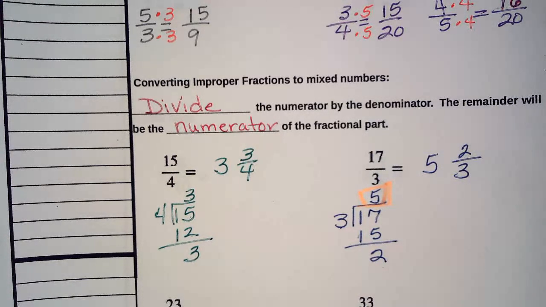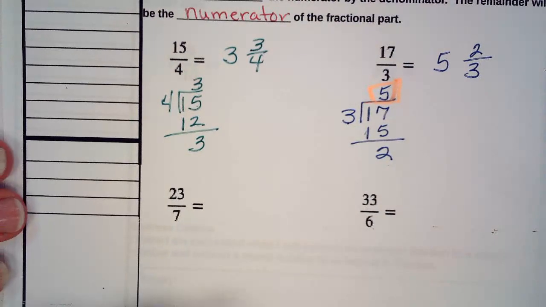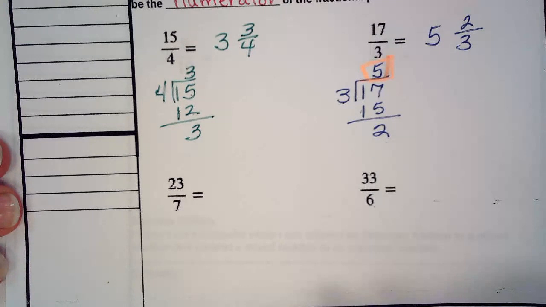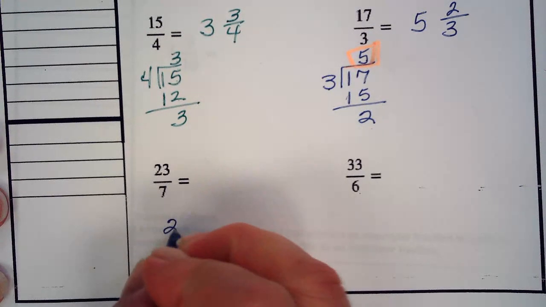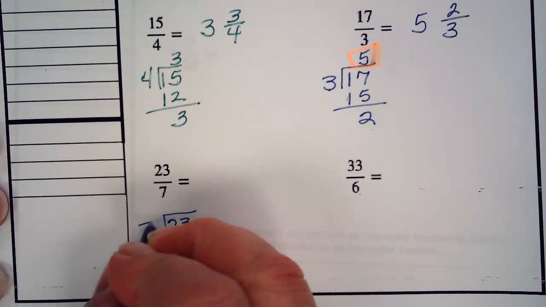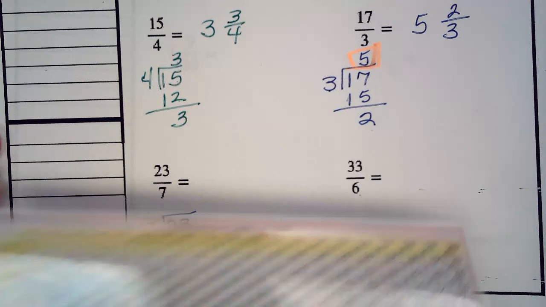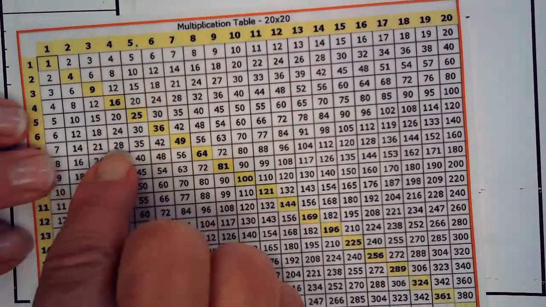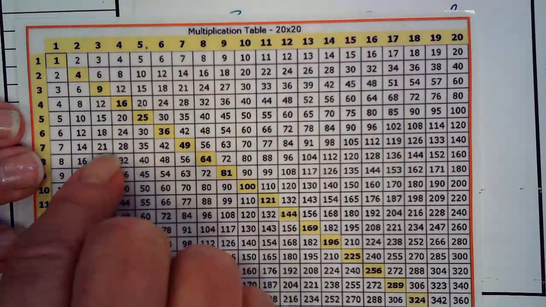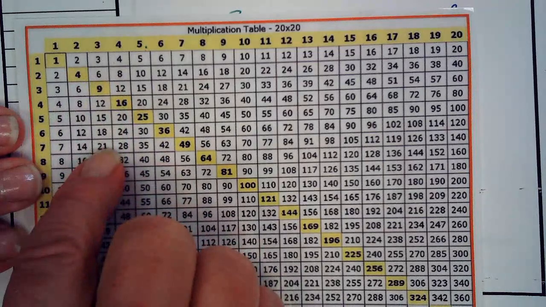If you have trouble with your multiplication tables, that's okay. You can use the table that you've been given. So 23 divided by 7. If I can't remember, especially sevens, I'm going to look at 7, I'm going to come over here, I've got 21, and then I go to 28. 21 is what I will use, and that is 3.